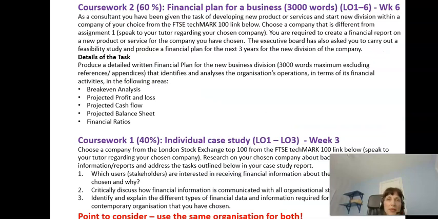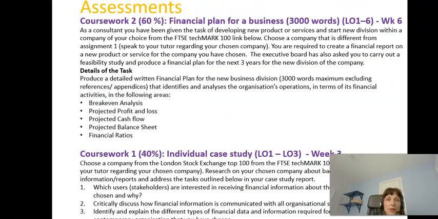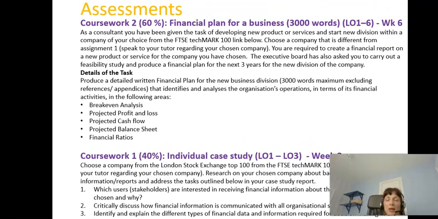Okay, so on to the assignments. So we've got two assignments. I'm doing this in the wrong order, but I think if I give you the long-term view, which is assignment 2 first, and then we'll move back to assignment 1, which we're focusing on today. So for assignment 2, you're looking at a company in the FTSE TechMark 100, the same as the first assignment.